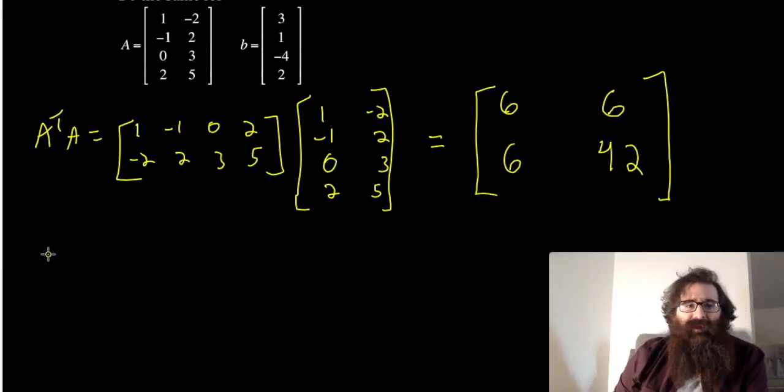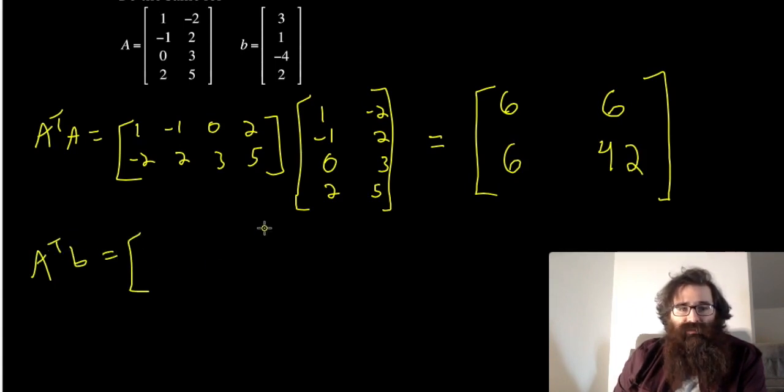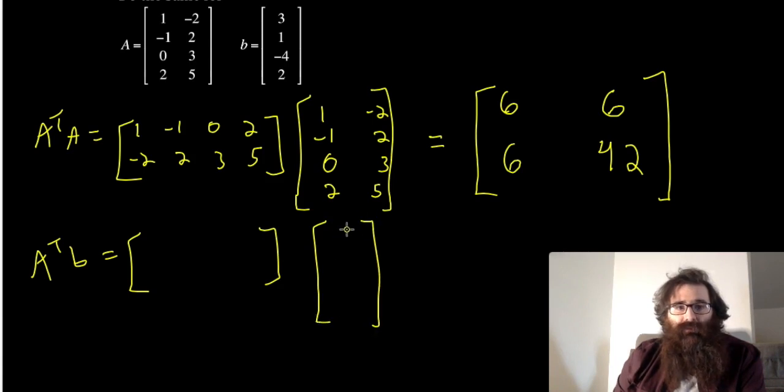But now we want to find A transpose times B. Okay, what's the worst that could happen? Here B is this vector with entries 3, 1, negative 4, 2. And A transpose, I can look up here to sort of cheat.